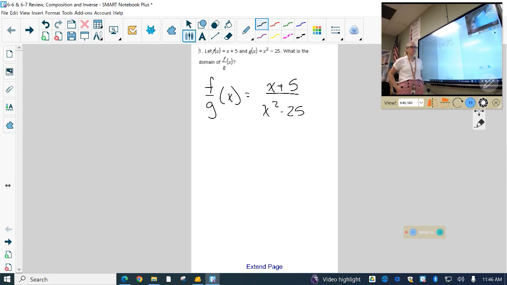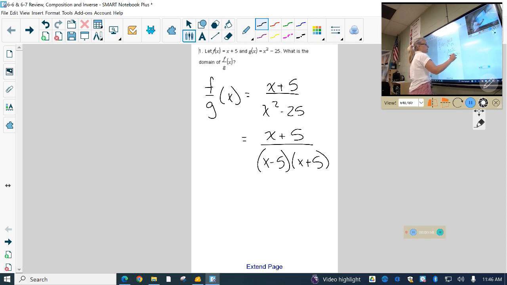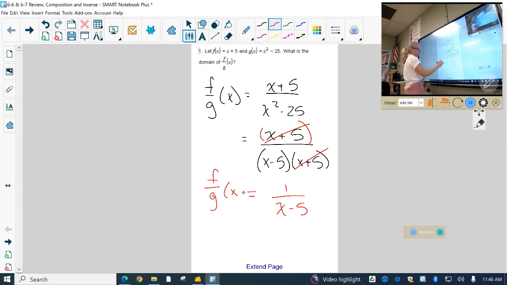Now, since this is not simplified, because we can factor the denominator here, we're going to go ahead and factor that. So I have x plus 5, and then two numbers that multiply to negative 25 but add to 0 are x minus 5 and x plus 5. Once I get to this point, simplify. X plus 5 and x plus 5 are both going to cancel, so I'm left with 1 over x minus 5. So f over g of x equals 1 over x minus 5.